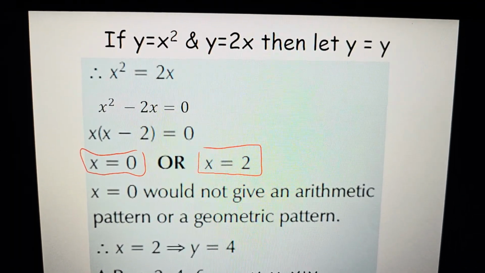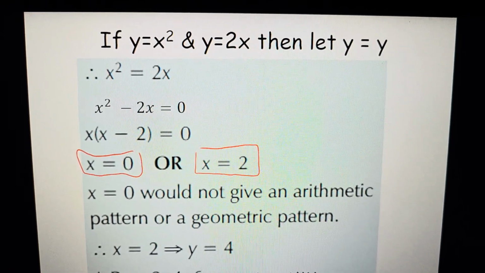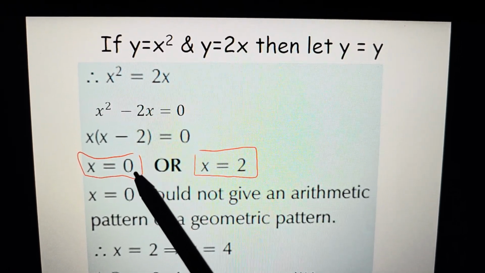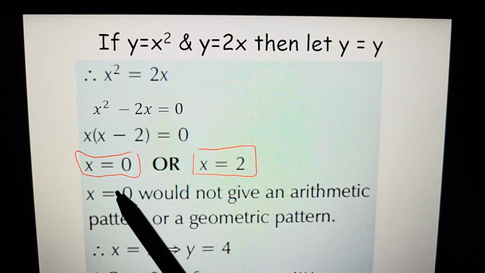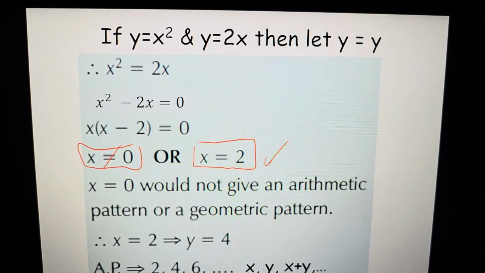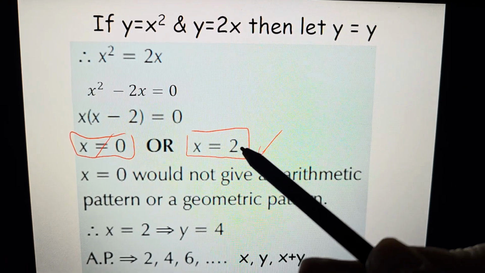Remember what the first three terms were of the arithmetic sequence, okay? If x was 0, it wouldn't make sense. Your arithmetic sequence wouldn't work out. It wouldn't be arithmetic, okay? So we discount 0 and we use x equal to 2 as the only solution.